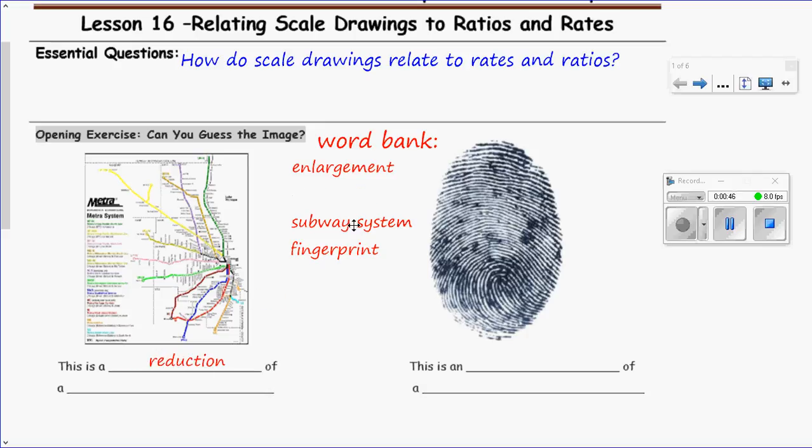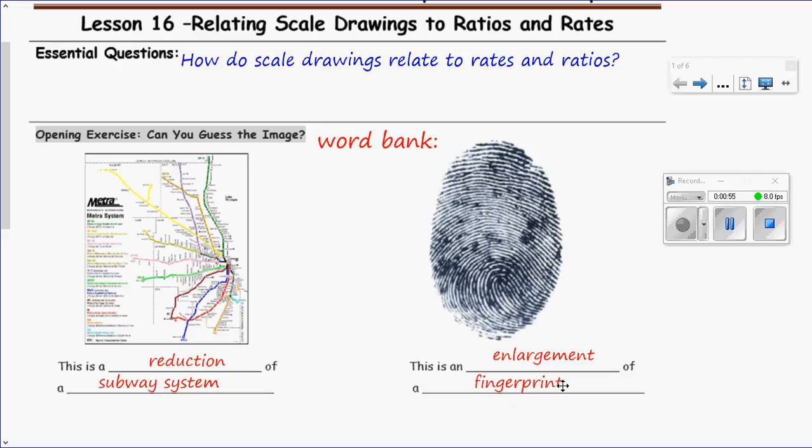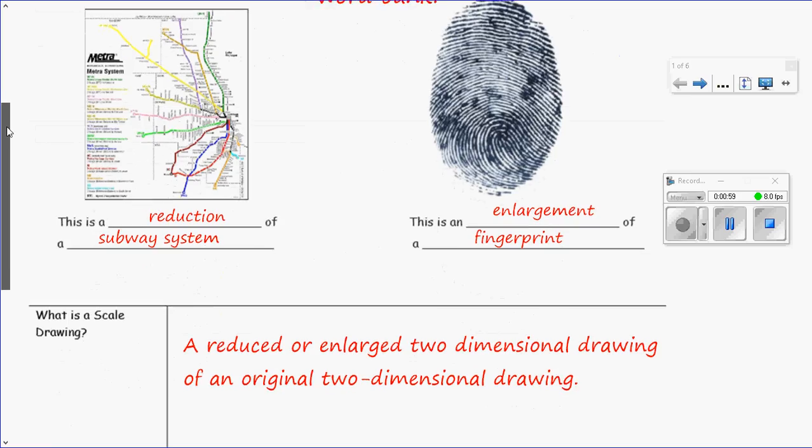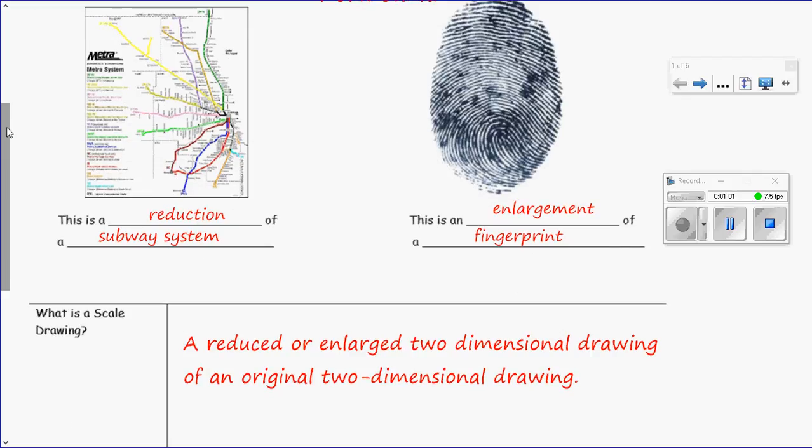Did you get that this is a reduction of a subway system? And that this is an enlargement of a fingerprint? Hopefully you got those correct. So what is a scale drawing? What is a scale drawing? It's a reduced or enlarged two-dimensional drawing of an original two-dimensional drawing. So whatever the original is, we're either reducing it or enlarging it. Okay, when you are done, let's move on to example 2.